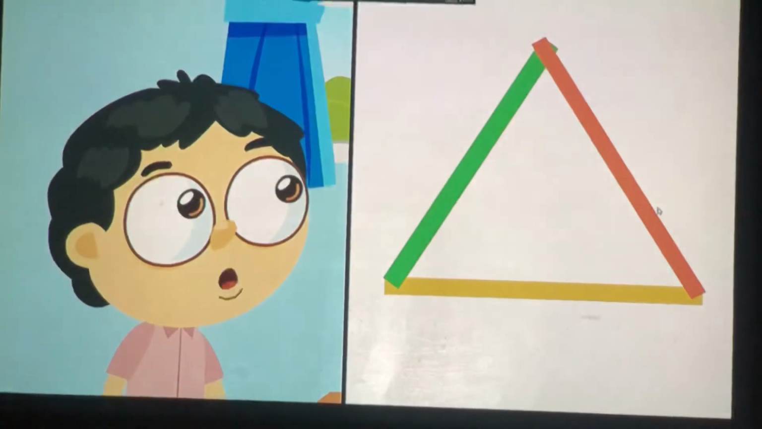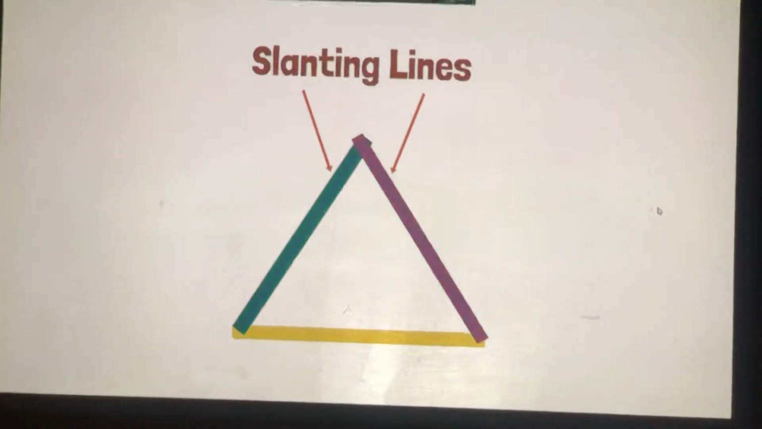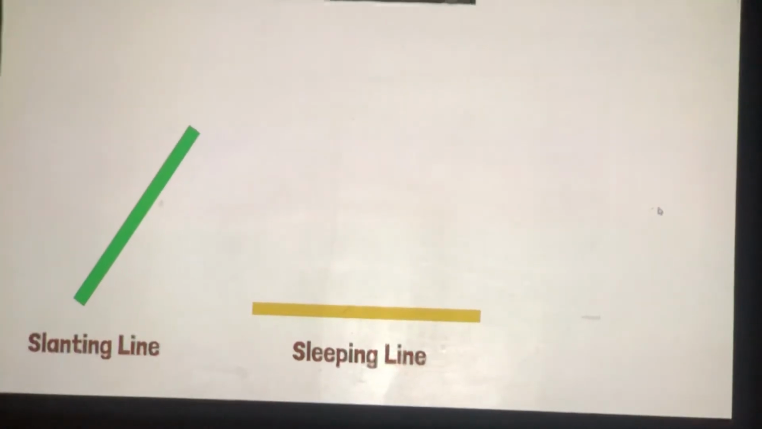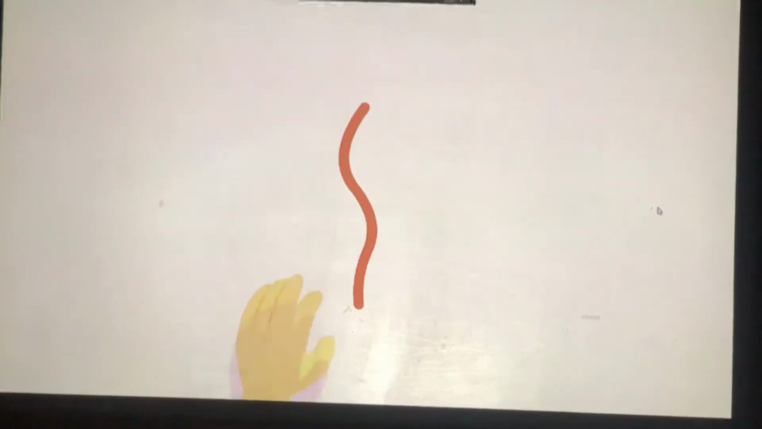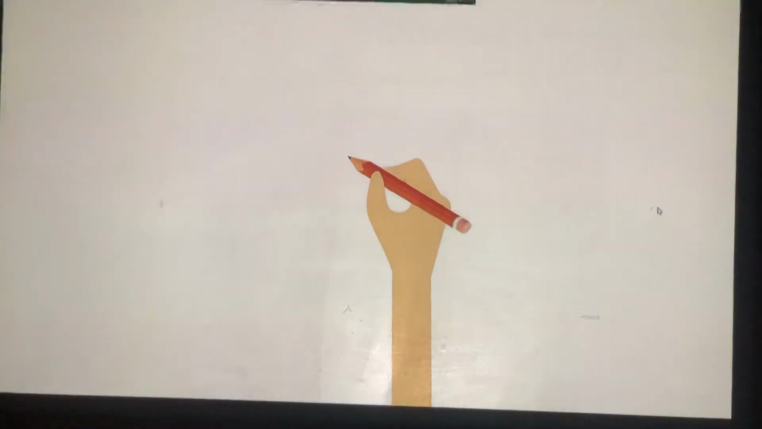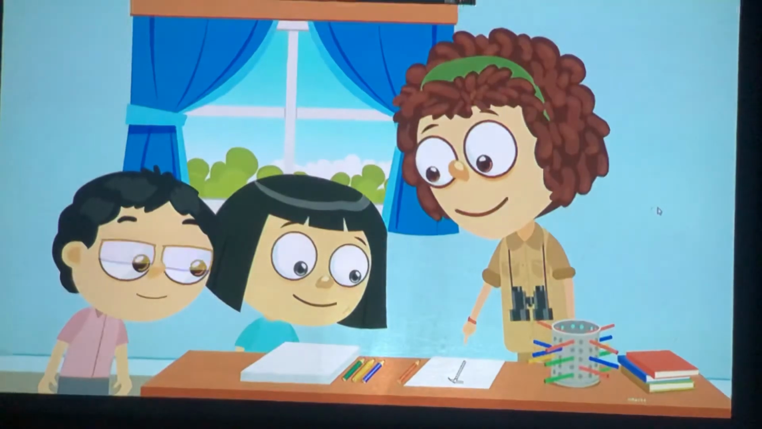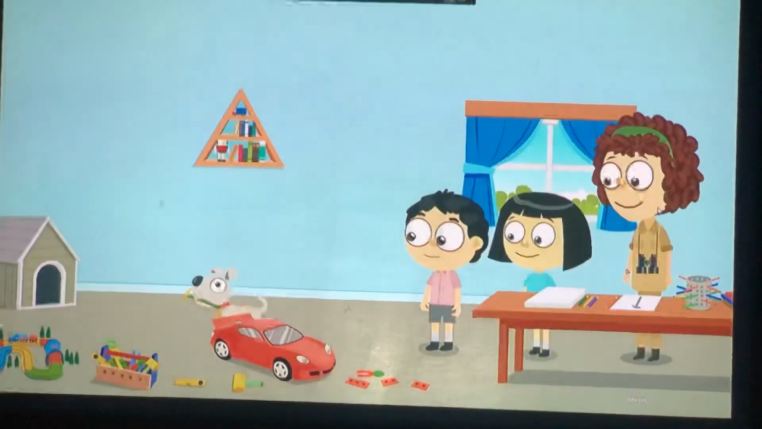Are these three sleeping lines? No. Lines that make a slope are called slanting lines. So we have slanting lines and sleeping lines. When upright, it's a standing line. They are called straight lines. When a line bends, it forms a curved line. Now let's draw the tool. Make a handle with two straight lines. Then make a curved line on the top. Like this? Exactly. That's a pickaxe. My toy!